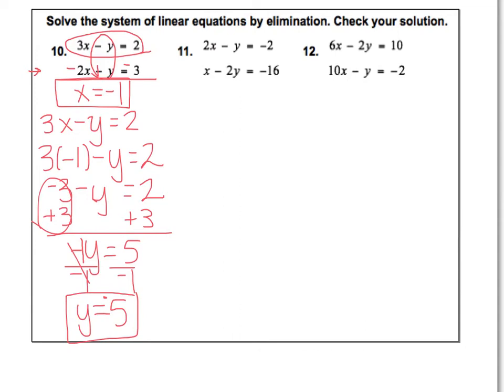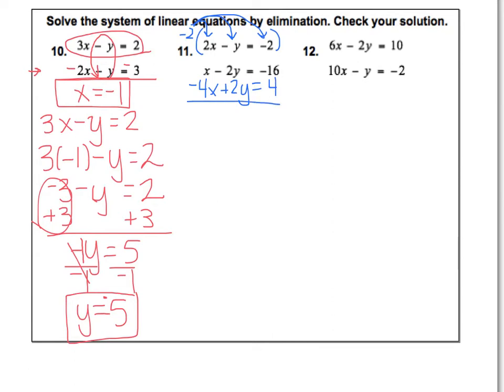On problem 11, you could choose to create opposites with either your x's or your y's. I'm going to choose to create opposites with my y's. So since my bottom equation has a minus 2y, my top equation would need a plus 2y. If I multiplied the top equation by negative 2, that would give me my plus 2y, because negative 2 times 2x is negative 4x, negative 2 times a negative y would be a plus 2y, and negative 2 times negative 2 is 4.